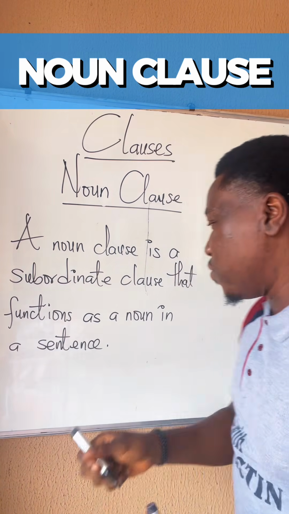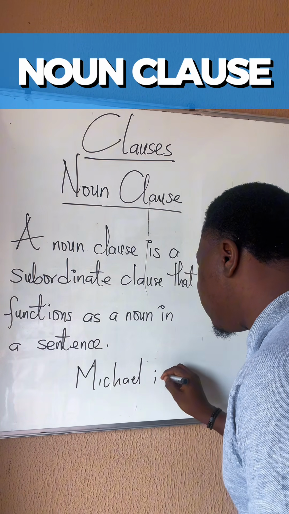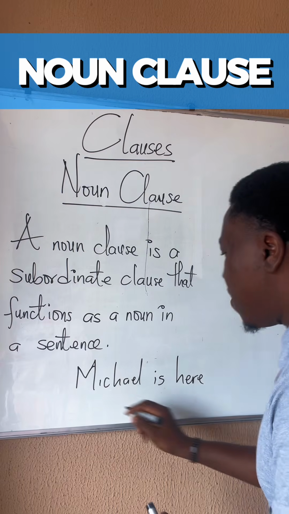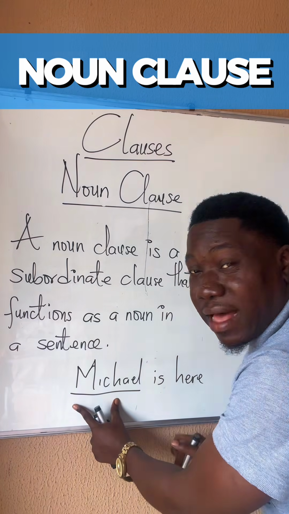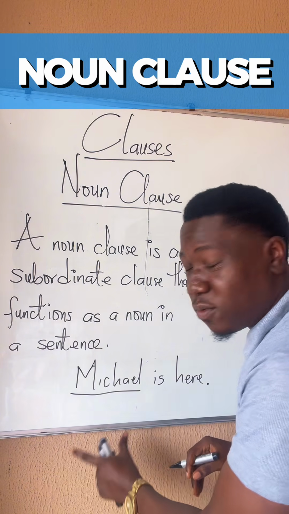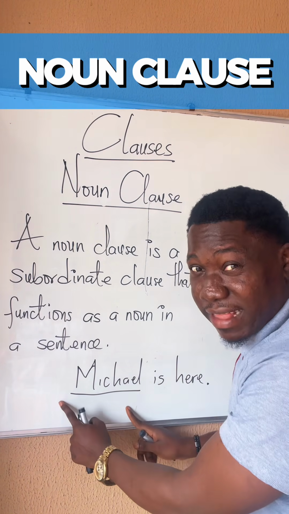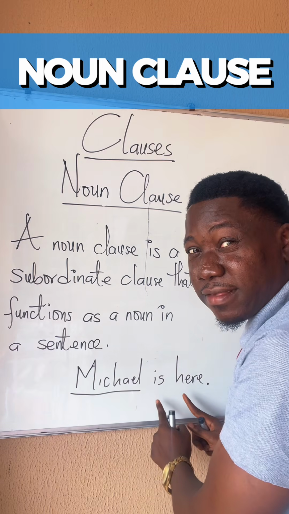Let's see some examples of this. Michael is here. Michael is a noun and it's acting as the subject of this sentence. Who is here? This person. This sentence is about who? About Michael. Michael is here. Michael is the subject of this sentence.